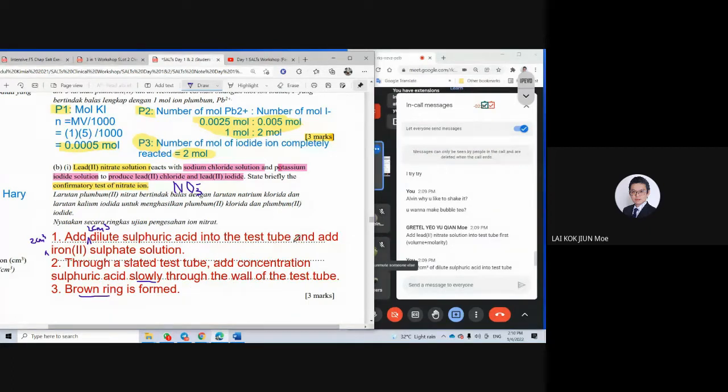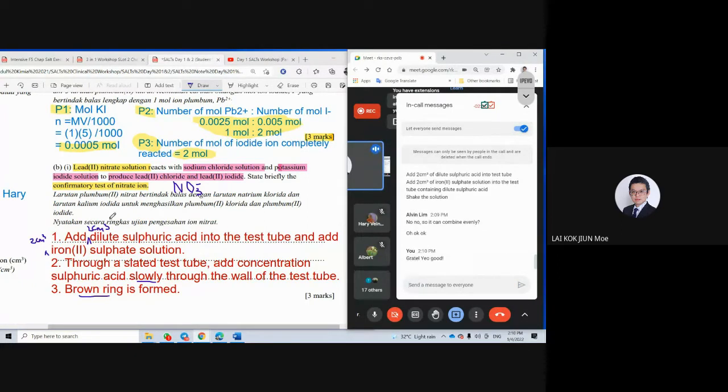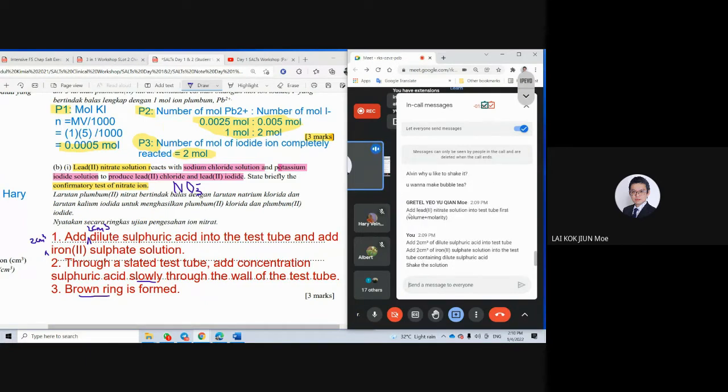Okay. The first step, I think skip already, right? Yes. Great, thank you. Good. Okay, I think they are missing already. The first step, actually, we need to prepare the sample first, right? We have to pour the sample in the test tube first.